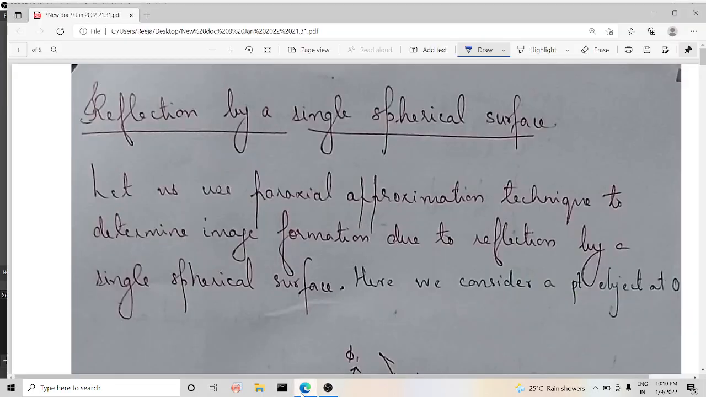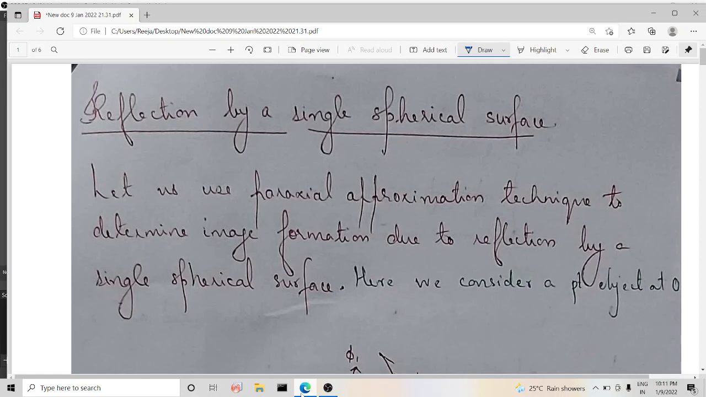Hi students, in today's session we are going to discuss how to determine the image position due to reflection by a single spherical surface using paraxial approximation technique.